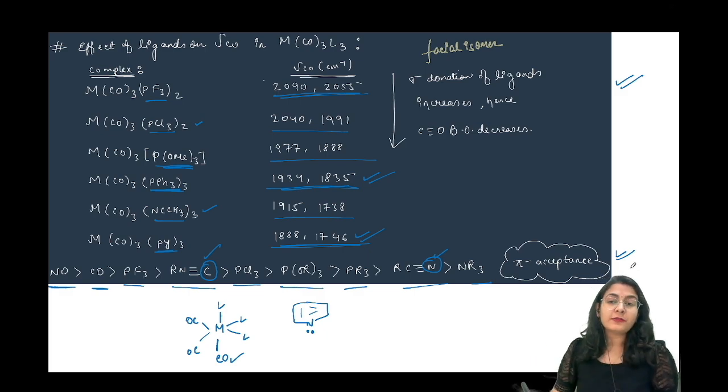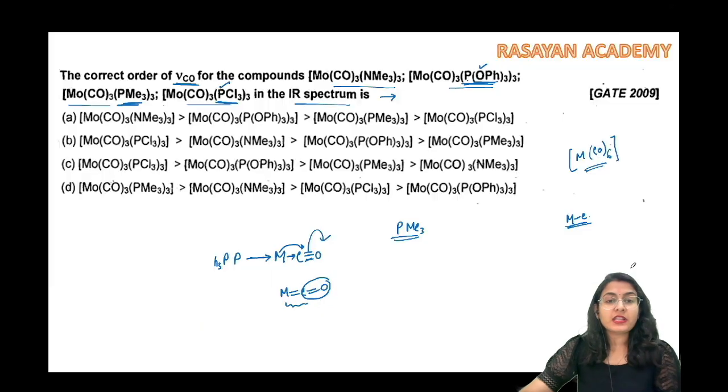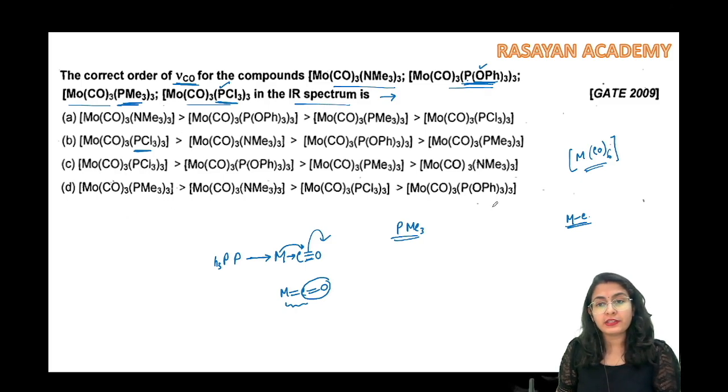Just keep this in mind for the future if any kind of question like this is being asked. So the correct answer of the previous question is going to be in this way. PCl3, NMe3 is going to have the lowest frequency right over here because it is the strongest donor. Then comes this, because this is also a strong donor. This is a poor donor and a better acceptor, and PCl3 is again a poor donor and a better acceptor. All right, so this is going to have the maximum stretching frequency.